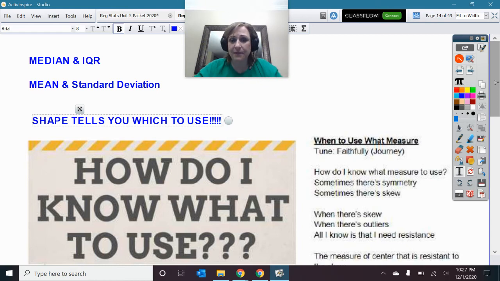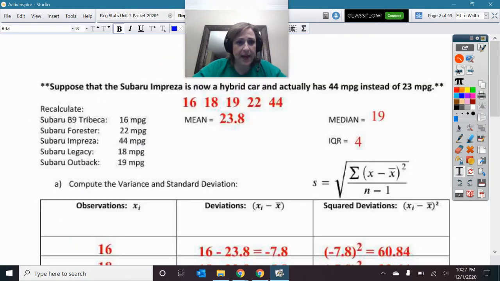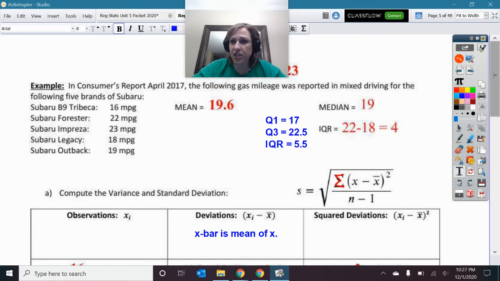The reason that the shape tells you which one to use is because of what we discovered in our recent lesson. Do you remember when we did our problem with the Subaru cars? When we had the cars and they were all pretty close to each other, let me back up to that real quick. Whenever we had this situation where all of our data was pretty nicely located, we had a mean of 19.6 and the median was about the same at 19. The IQR was 4, the standard deviation ended up being 2.88.